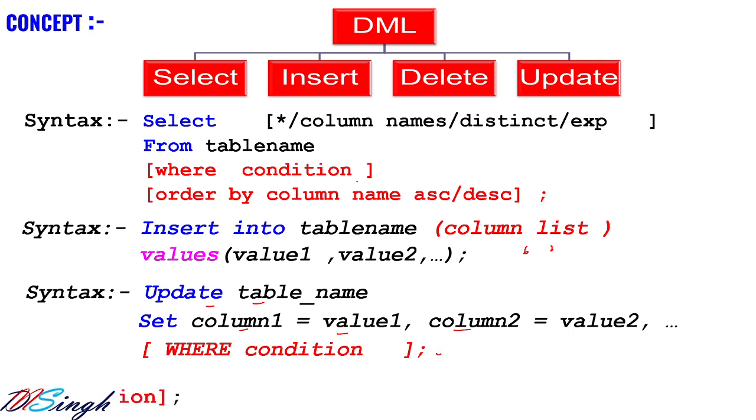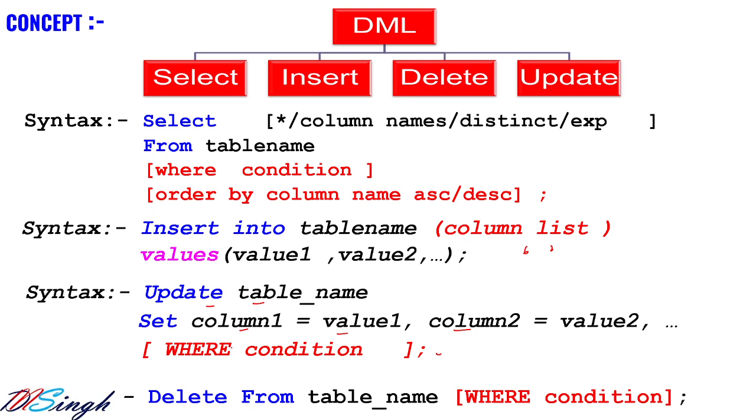Now last command is remaining, that is delete. So delete command is used to delete the data from the table. So delete from table name, then where condition. So the condition is very necessary for update and delete, otherwise that updation or deletion will happen for all the rows in the table. So you have to be very particular while writing update and delete commands.